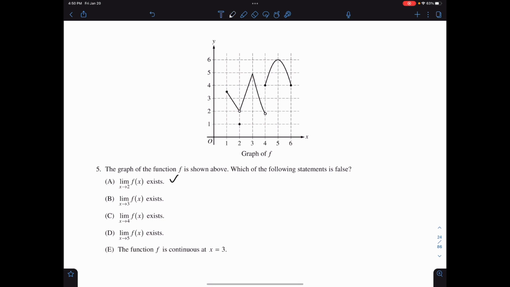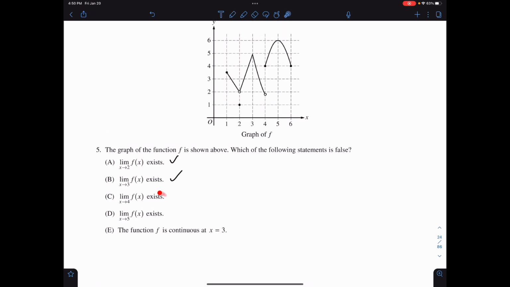So this is true. Now B, the limit as x approaches 3 of f of x exists. Now we look at x equals 3. The same thing: from the positive direction and the negative direction, they both exist and approach the same value. So this is true. Going on to C, the limit as x approaches 4 of f of x. Here, from the positive side it goes to 2, and from the negative side it comes down to a different value.